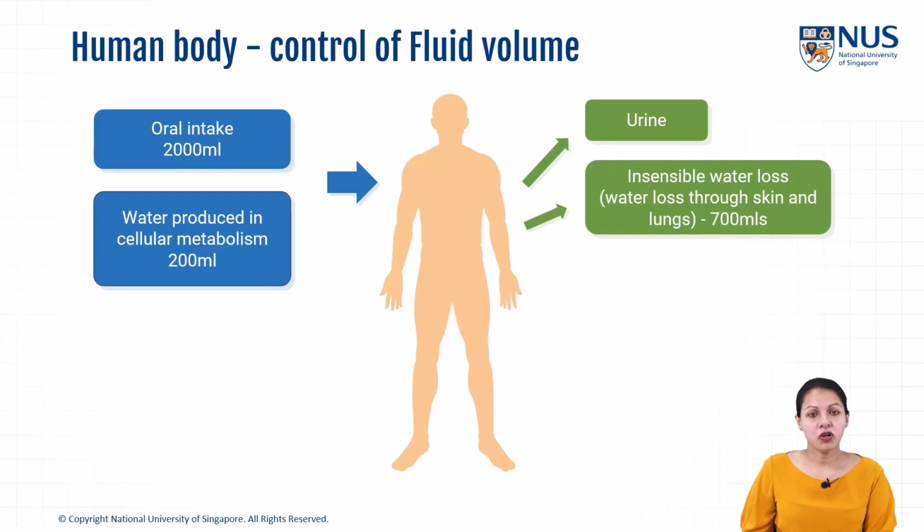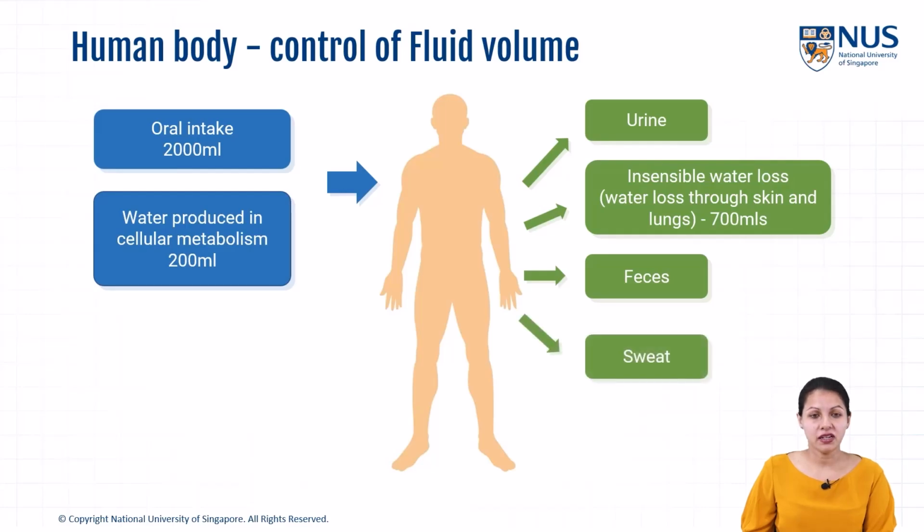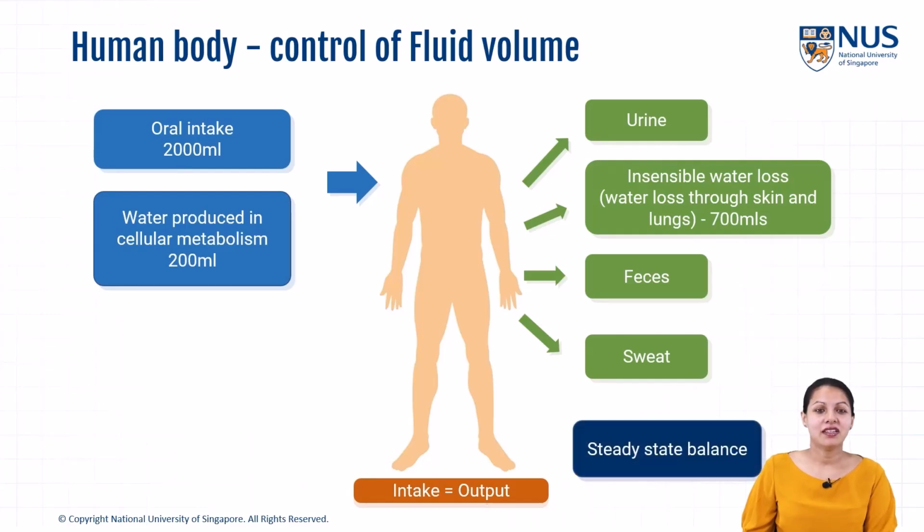But insensible water loss through skin does not include sweat. So, sweating happens when the weather conditions are warm, but the insensible water loss happens even in cold conditions. In addition to urine and insensible water losses, water is lost through feces and sweat as well. So, in the human body, control mechanisms ensure intake and output are balanced so that the body water content is at a steady state balance.